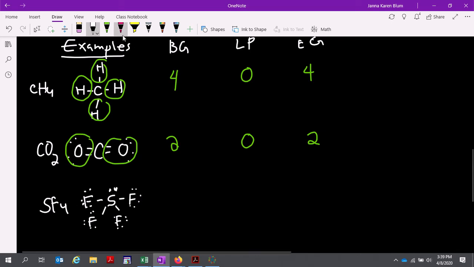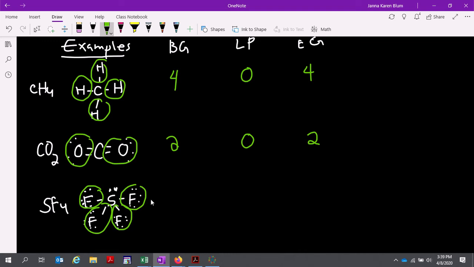All right, so again, let's look at the bonding groups. Here I have 1, 2, 3, 4 bonding groups. And in this case, I have 1 lone pair. For the lone pairs, only the central atom.